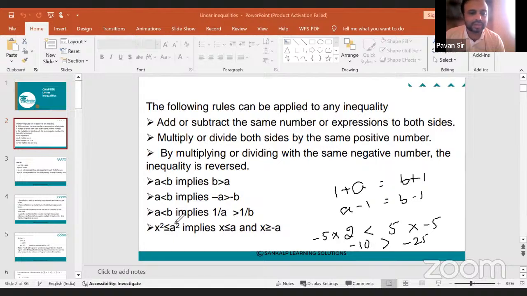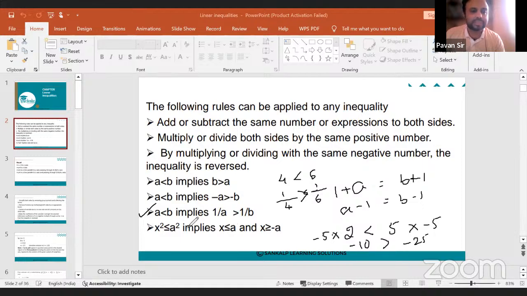Here it is given that A is less than B implies 1 upon A is greater than 1 upon B. For example, I will write 4 is less than 6. Suppose if I make the inverse of that, 1 upon 4 is always greater than 1 upon 6. When I take the inverse, its sign will change.